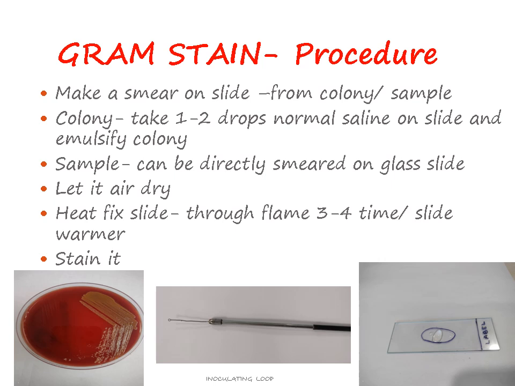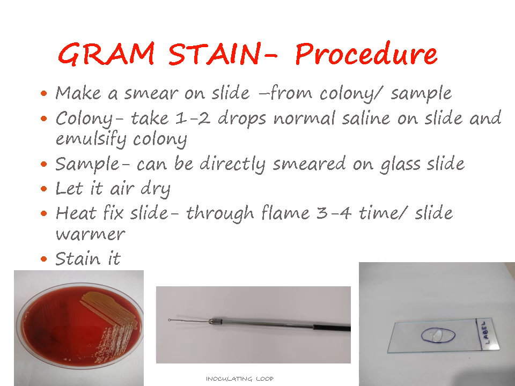For doing gram stain, you have to first prepare a smear. A smear means that you have to apply the colonies or bacteria on a glass slide. Then only you will be able to stain it. So how do we make a smear? We take a glass slide, mark the area where you are going to make the smear, label it with the name or ID of the patient or sample, and then start making the smear.